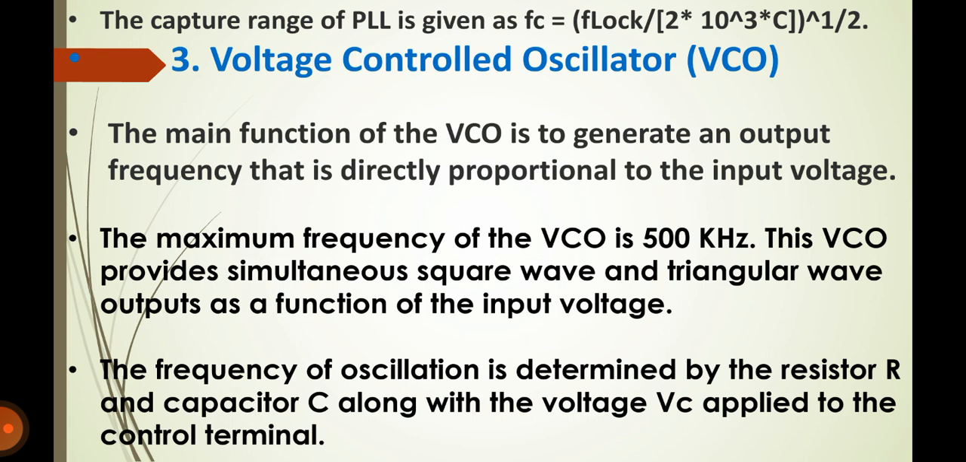And the last one is the voltage controlled oscillator. The main function of this voltage controlled oscillator is to generate an output frequency that is directly proportional to the input voltage. The maximum frequency of the VCO is 500 kHz. The frequency of oscillation is determined by resistance and capacitance, with the voltage VC applied to the control terminal.